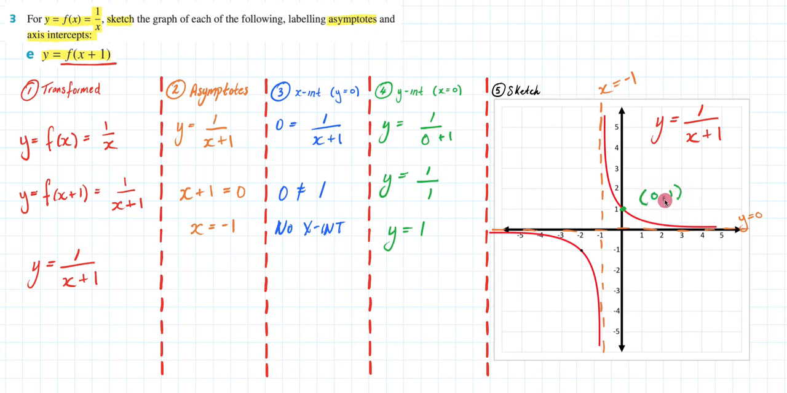So I found my y-intercept, I found that there are no x-intercepts, I found my asymptote, and I've drawn my graph. Hopefully this video was helpful in answering question 3e of exercise 7a.